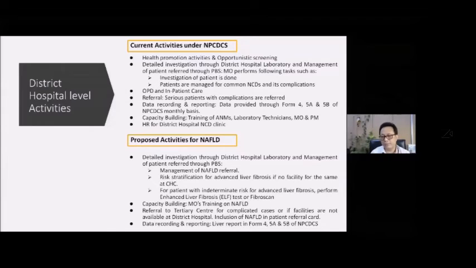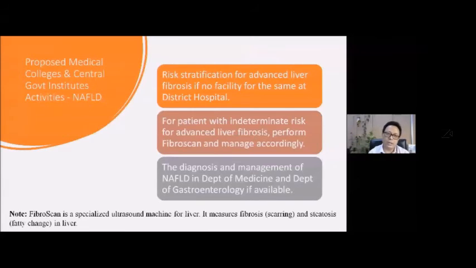Say, for example, there should be management of NAFLD referral, then the risk stratification of advanced liver fibrosis. So if there was no facility in the CHC, it will be done here. And for patients who are at intermediate risk for liver fibrosis, we may do what is known as FibroScan according to availability. So many of the district hospitals in many of the states can propose in their PIP that they would like to procure a FibroScan, and they can get this done here. Accordingly, the capacity building can also be done here. Then recording continues with the inclusion of the liver report in Form 4, 5A, 5B of the NPCDCS program, which is already there.